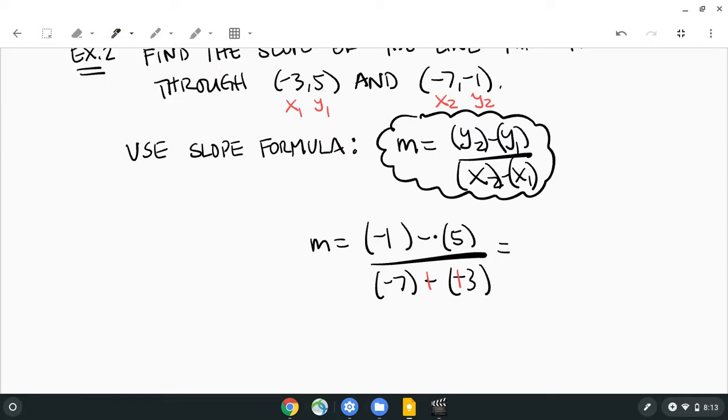Okay, and so this is like the sign of 5. So that's like -5 and -1. So that's -6. And down below, that's -7 and +3. So I get -6/4. Double negative becomes positive. And then they're both divisible by 2.